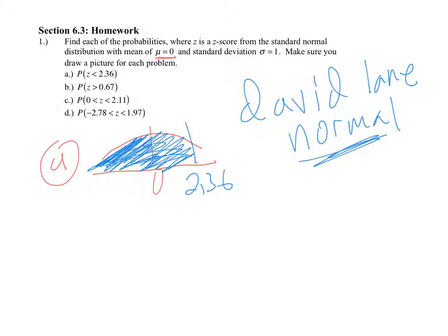If you just Google David Lane, you're going to go to some white supremacist website. Okay, so there must be some Nazi out there that's named David Lane.